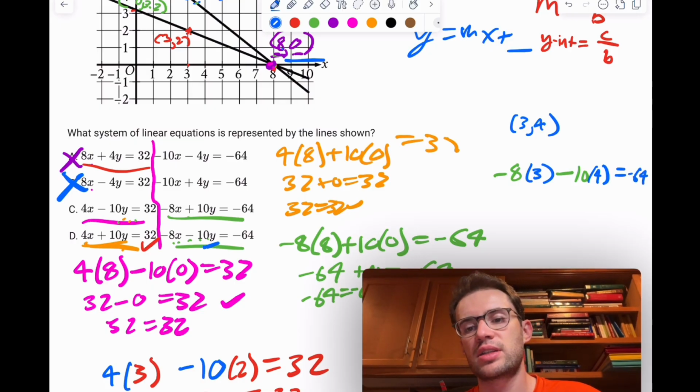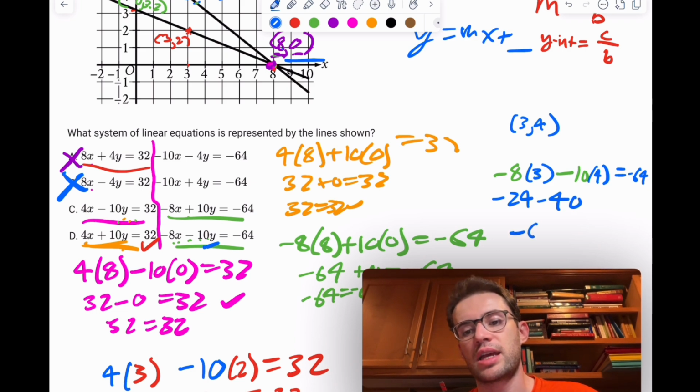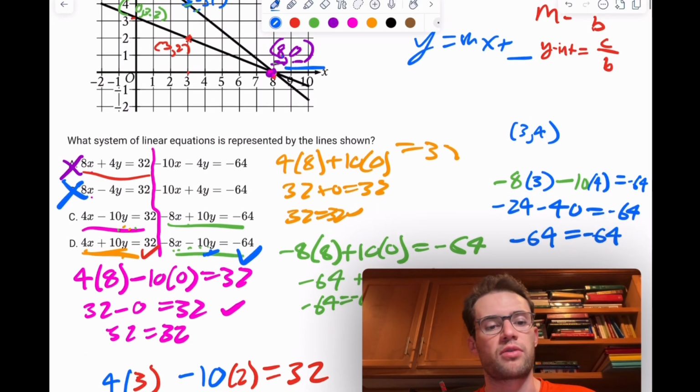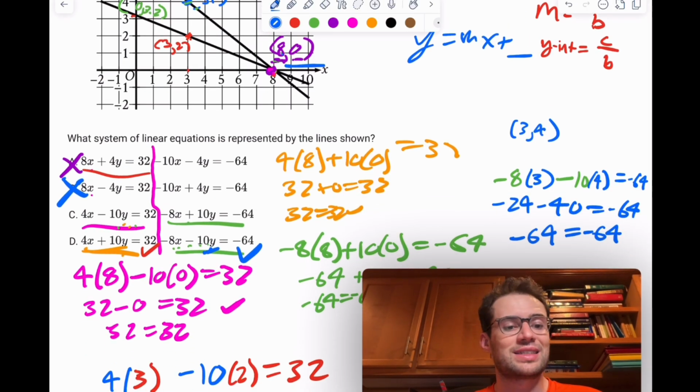Let's check. Negative 8 times 3 is negative 24, minus 10 times 4 is minus 40. Negative 24 minus 40 is negative 64. So this equation does work for that point 3 comma 4. All right, so that verifies that D will work. We already said C didn't work for that one.